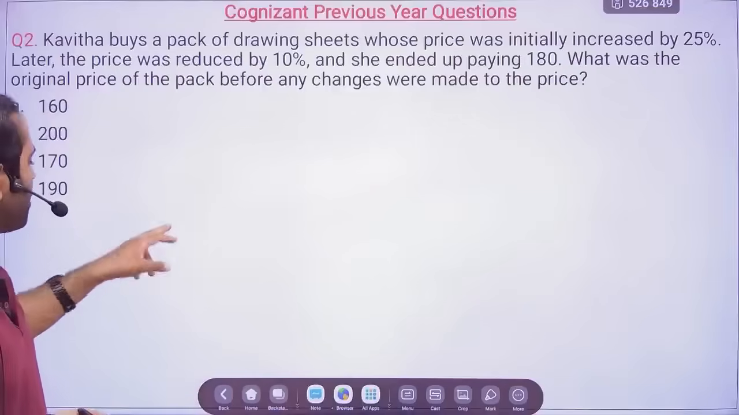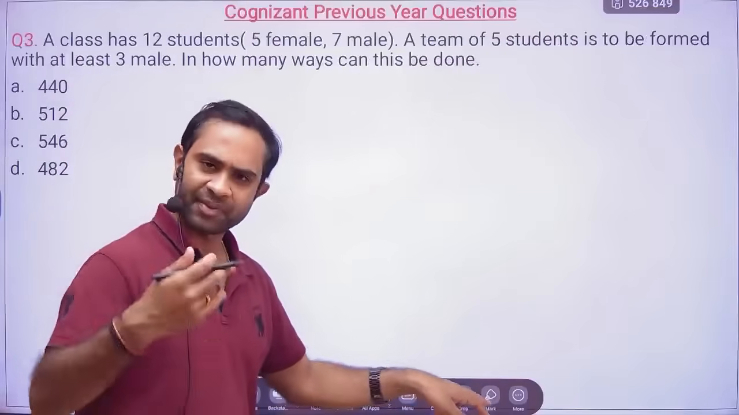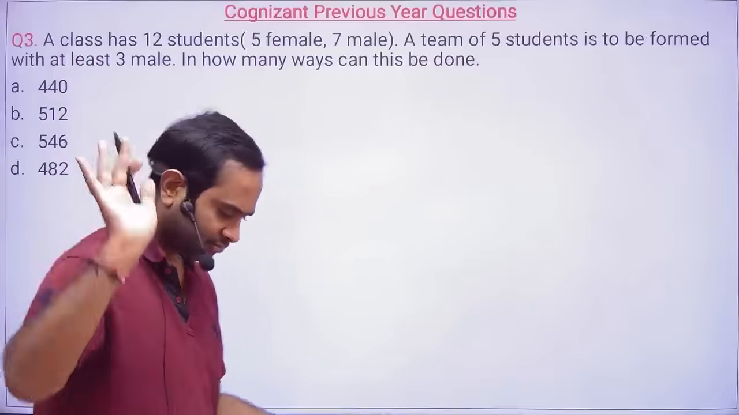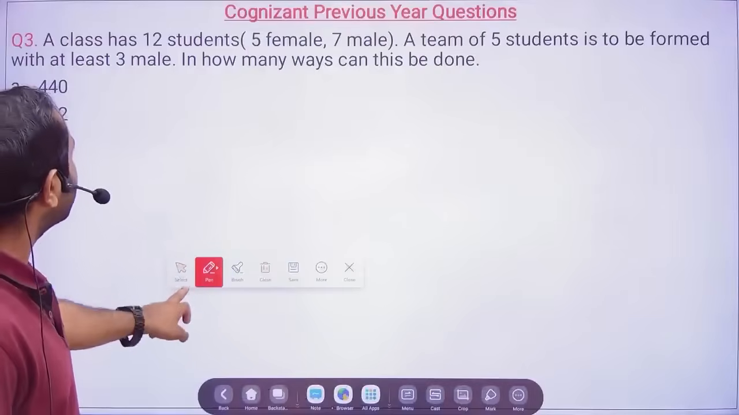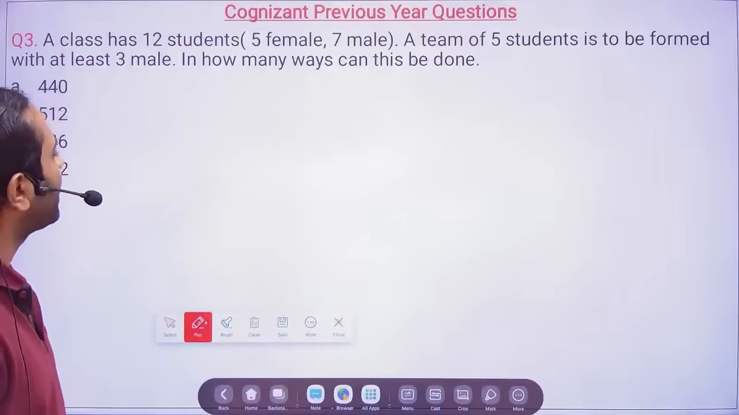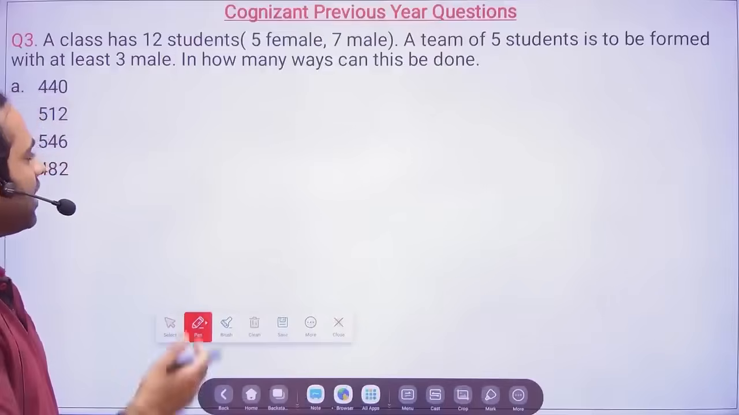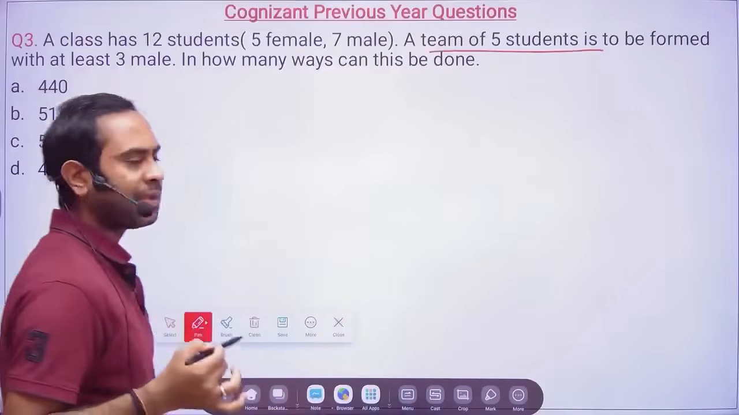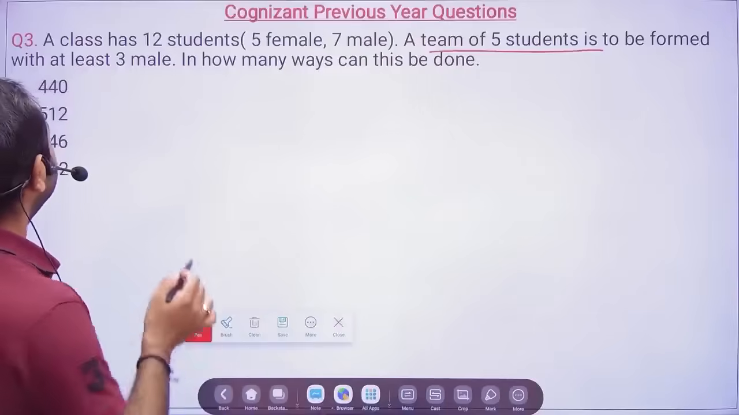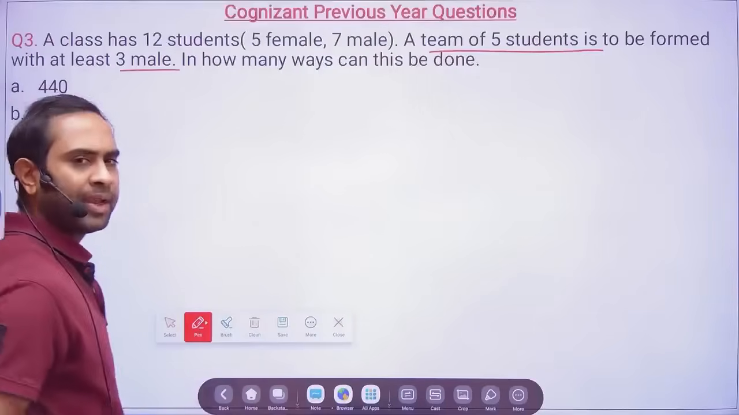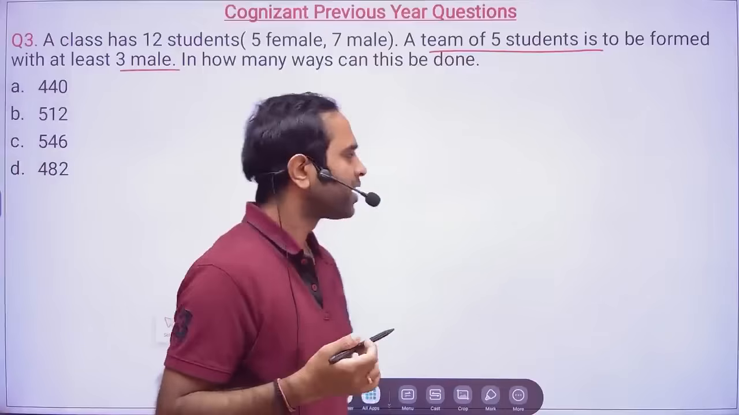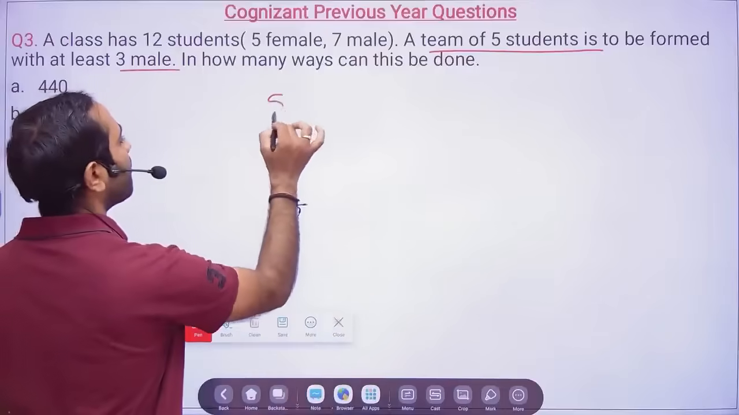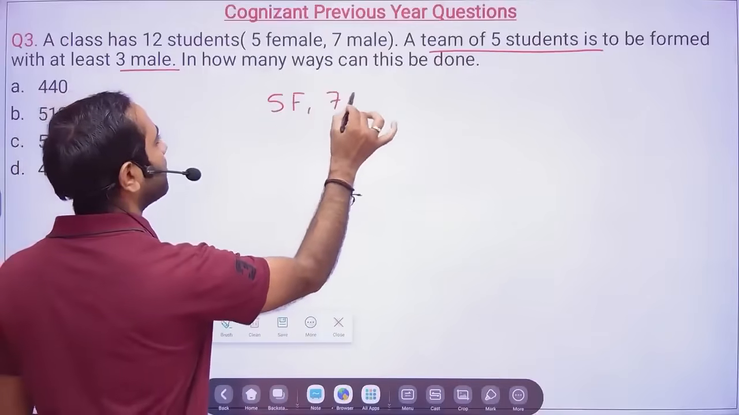Okay, now question number 3. A class has 12 students, 5 female and 7 male. A team of 5 students has to be formed. 5 student team you need to form with at least 3 male. In how many ways this can be done? This is combination. Okay, so total is 5 female and 7 male.